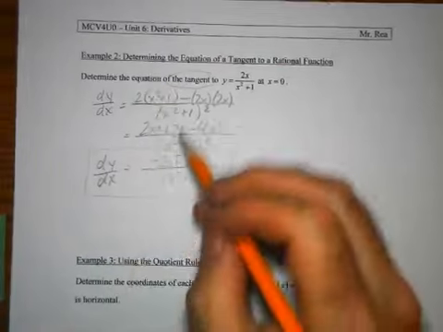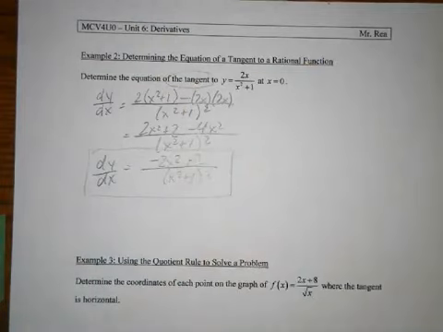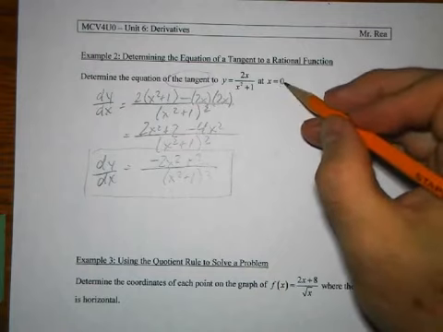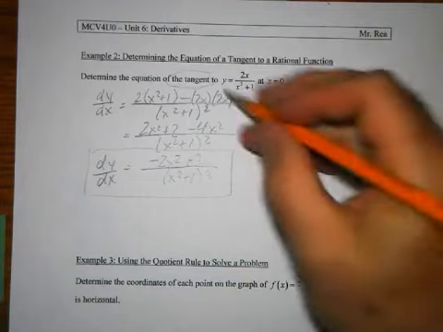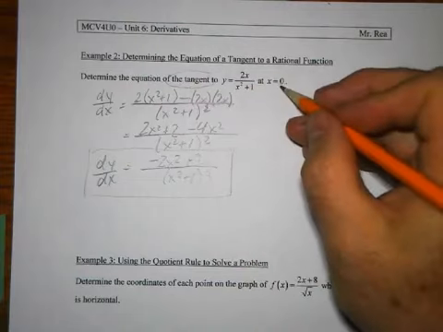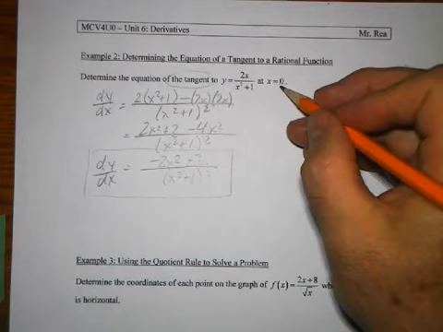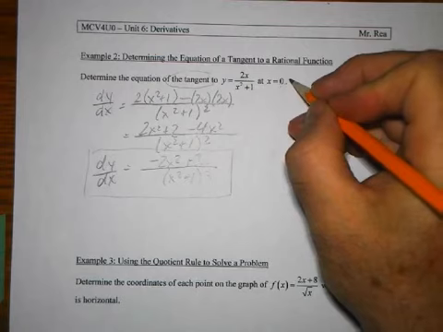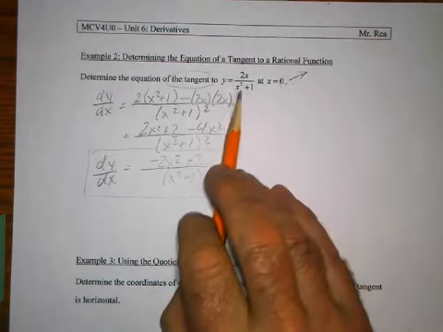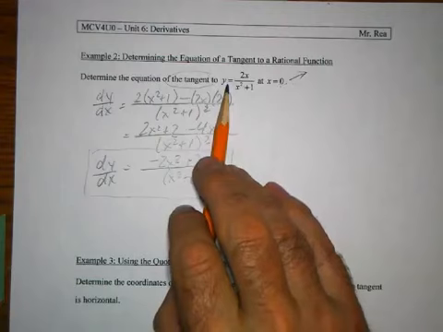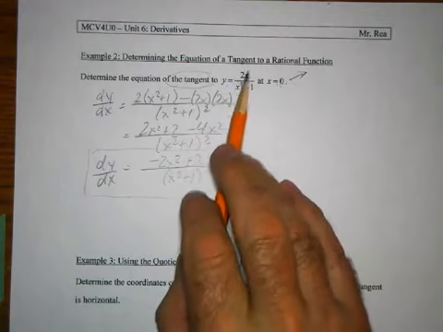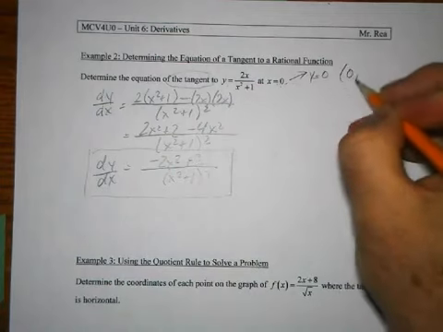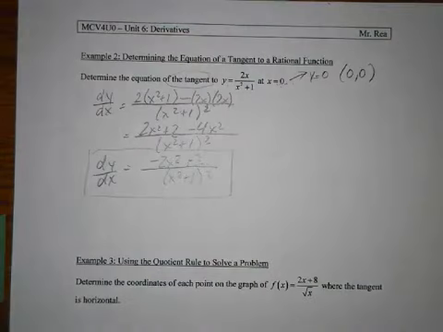Now they want the equation of the tangent at that point. So we know x is equal to 0. So usually when we ask for the equation of a tangent, we need the x and the y coordinates of that point. So to get the y coordinate, we just plug in x equals 0. Now make sure you plug it into the original equation, not the derivative. So you plug in a 0 there, that's 0 over 1. So y is equal to 0. So we're looking at the point (0, 0).